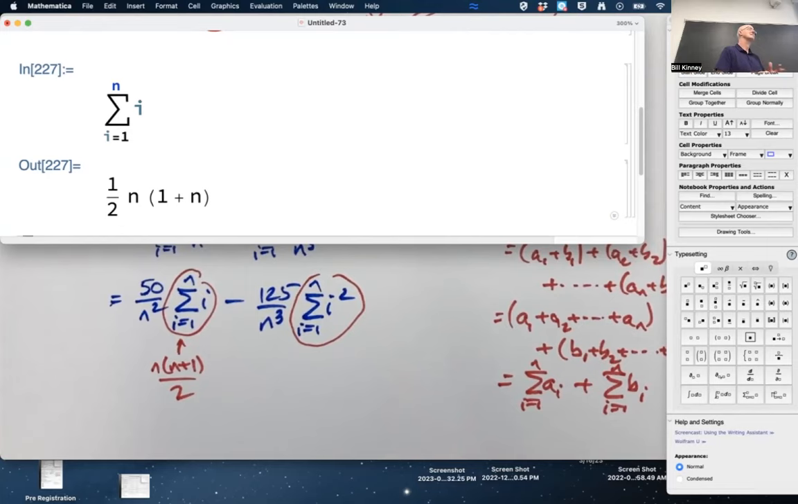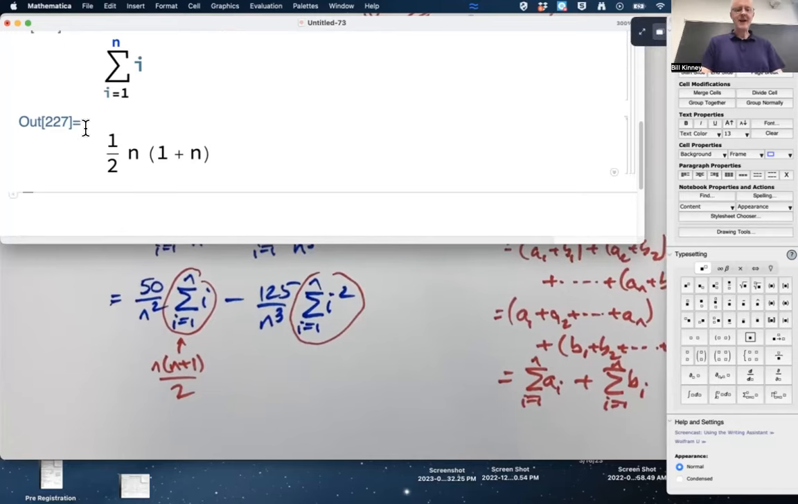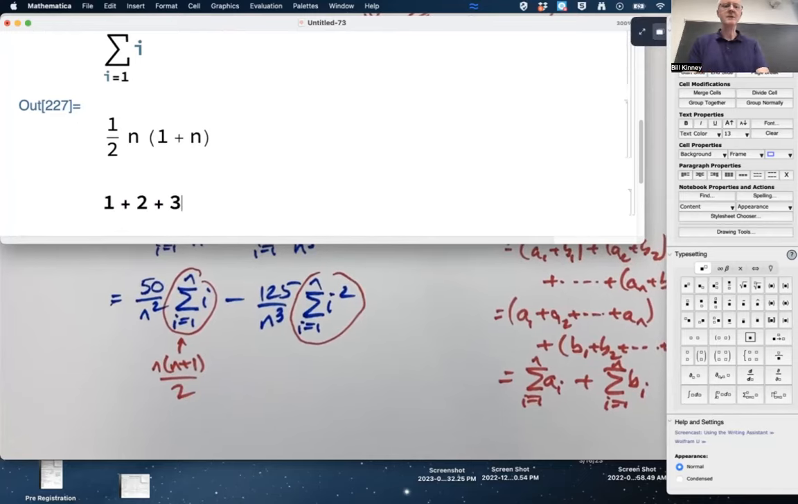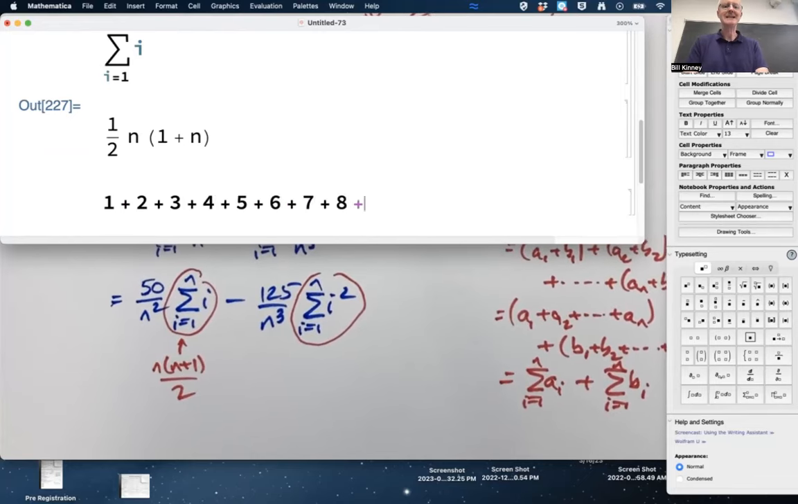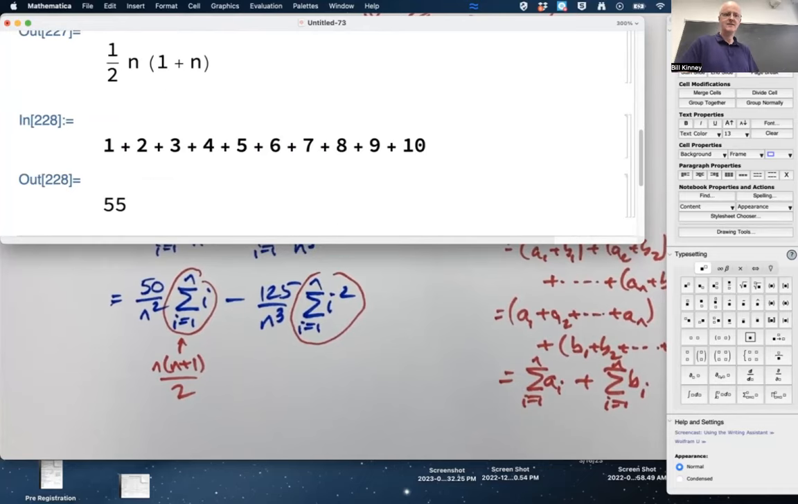You have to memorize it? No, but I would suggest memorizing it. It's worth knowing if you need to take more math classes. It does work. For example, if n is 10, what's 1 plus 2 plus 3 plus 4 plus 5 plus 6 plus 7 plus 8 plus 9 plus 10? According to that formula, it should be 1/2 times 10 times 11. 55. And it is, that's right.